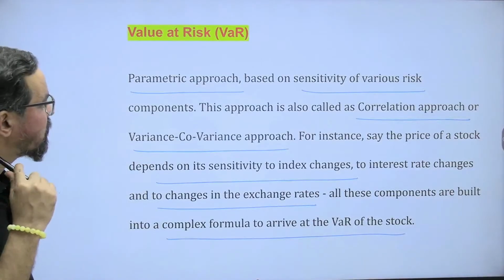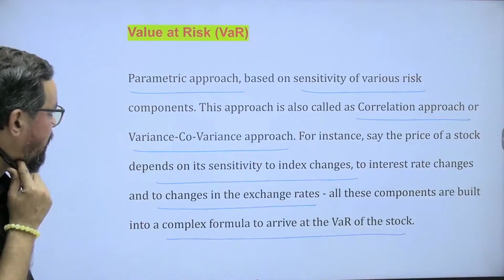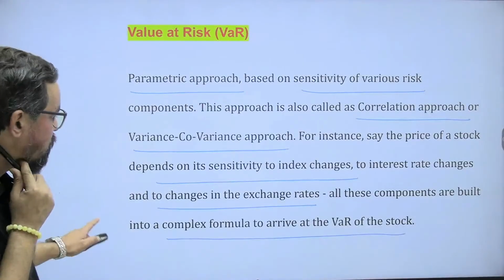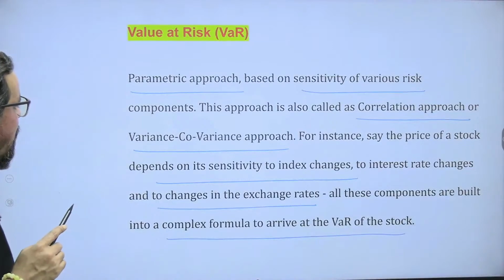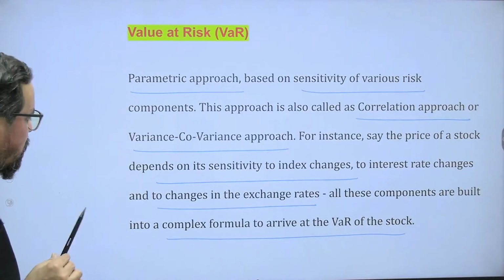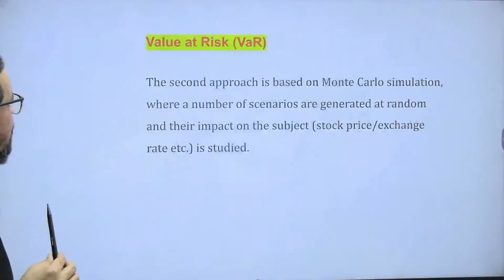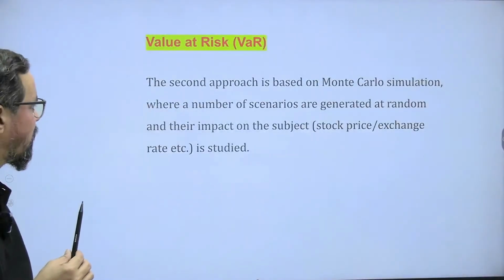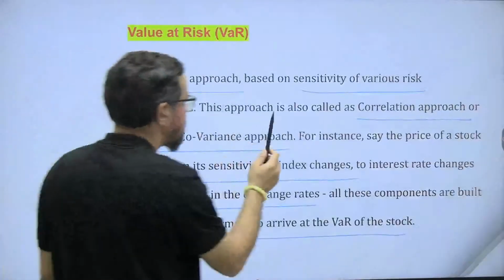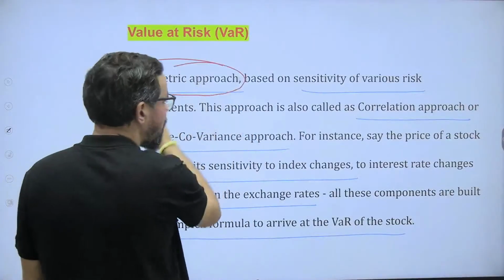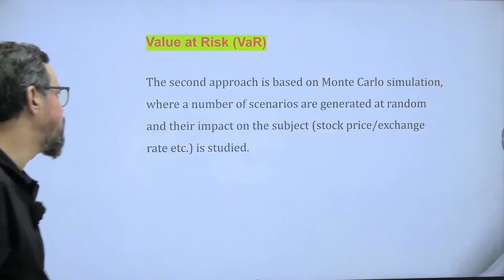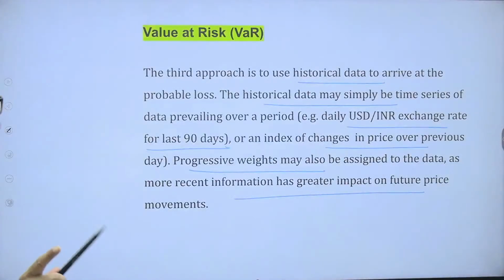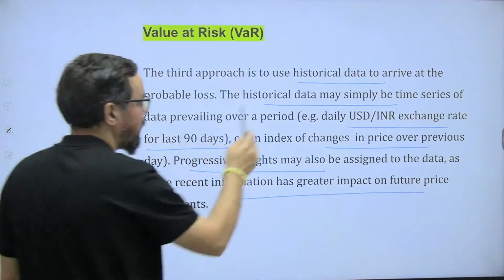Parametric VaR based on the sensitivity of various components, the correlation approach, and the variance approaches are also given in this one. Then there is Monte Carlo. One is the parametric approach, another is the Monte Carlo approach. Mostly we use this particular one. The third one is historical data.